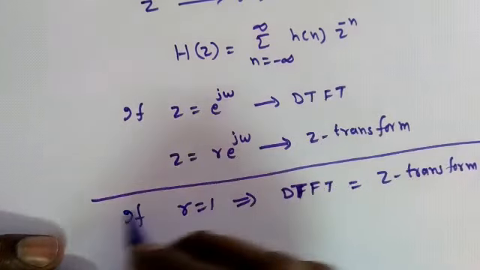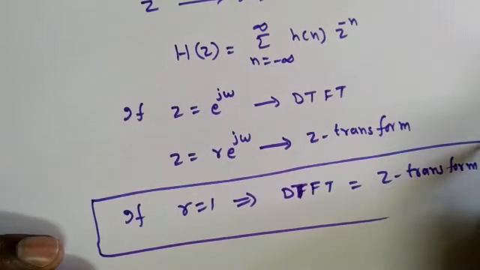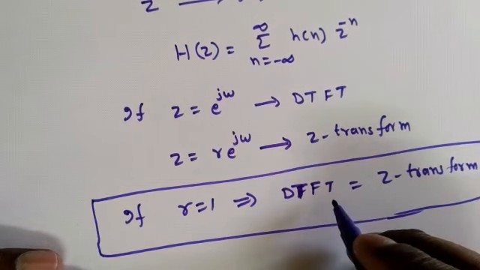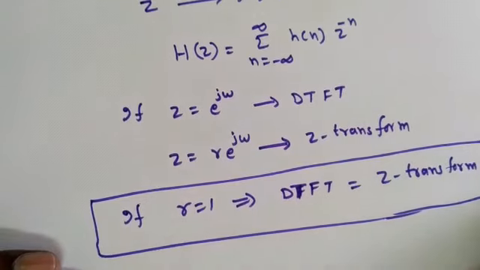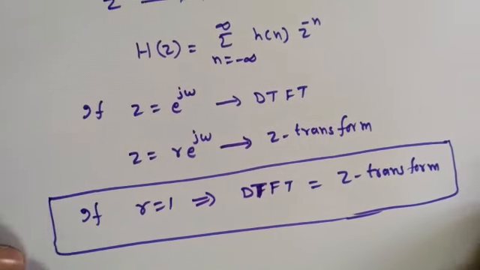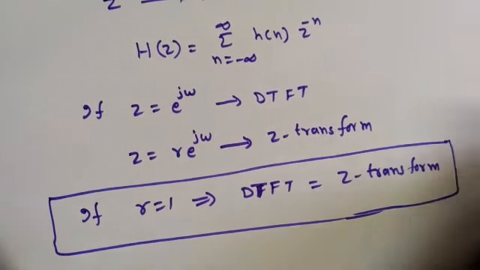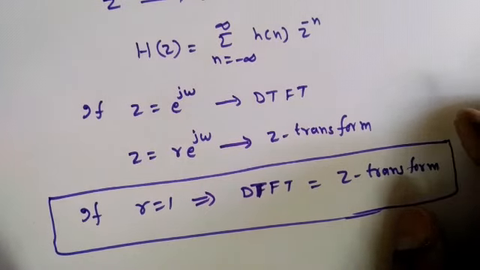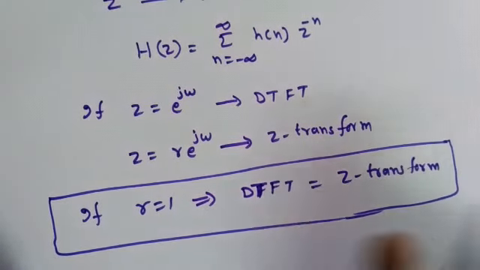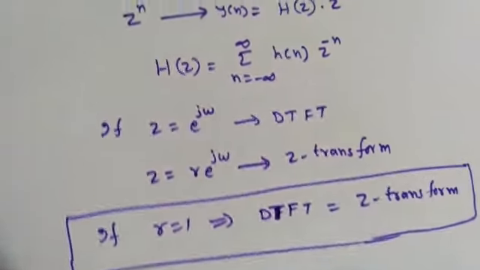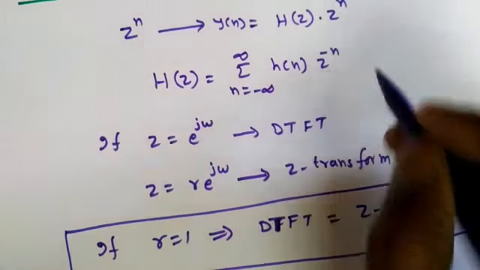So if the magnitude of the radius of the circle is 1, then the z transform and the DTFT, discrete time Fourier transform, will be equal. Whereas in the Laplace transform, when s is equal to j omega, the Laplace transform as well as the continuous time Fourier transform will be equal. So that is about this one. So this is generally called the z transform.